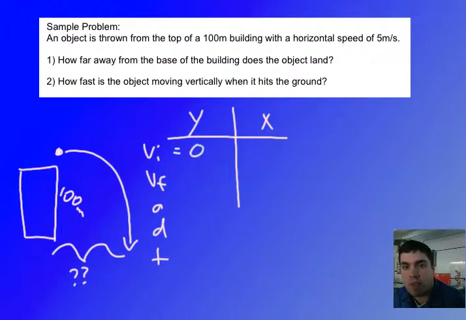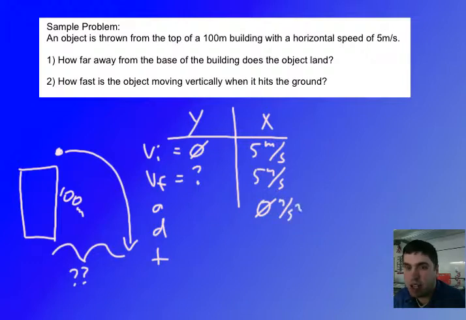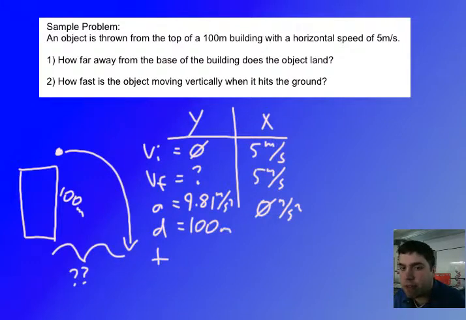In this case, my y velocity is 0 because I'm dropping it. I'm not throwing it up, I'm not throwing it down, and I also know my x velocity is 5 meters per second. My final velocity vertically I'm looking for, while my x final velocity is still going to be 5 meters per second because there is no acceleration horizontally. Vertically, I do know that gravity is going to pull it down, which means my acceleration is 9.81 meters per second squared, and I have to fall 100 meters. The horizontal distance, I don't know, but that's one of the things that I'm going to look at finding. And then, of course, I don't know the time I'm in the air either.